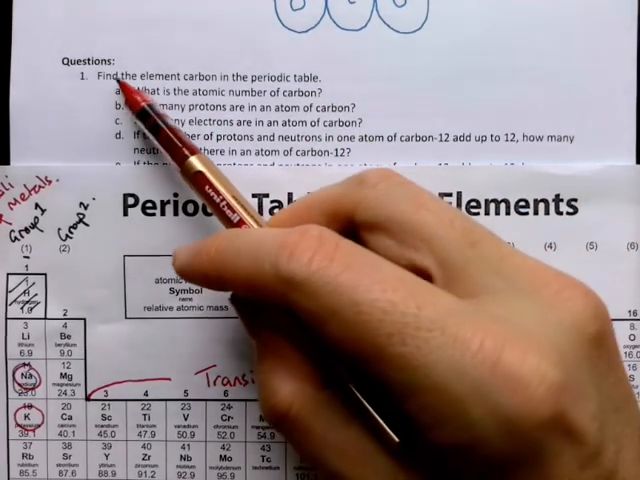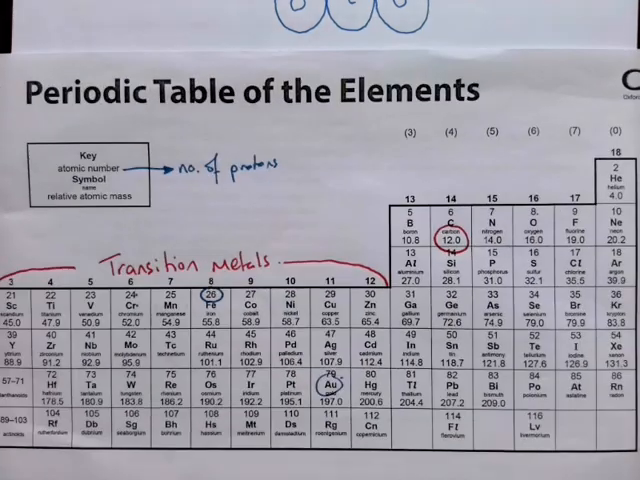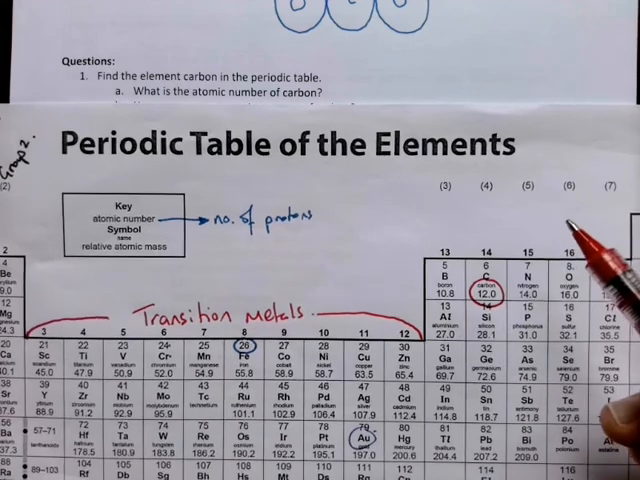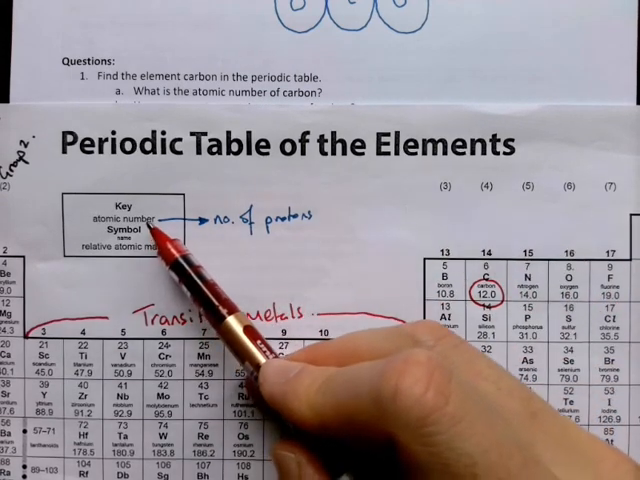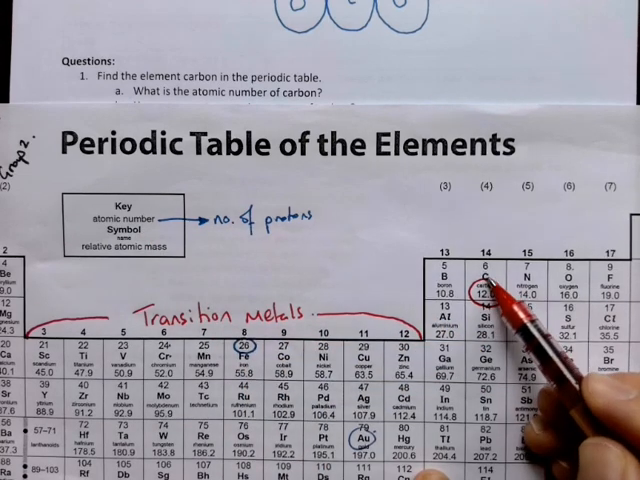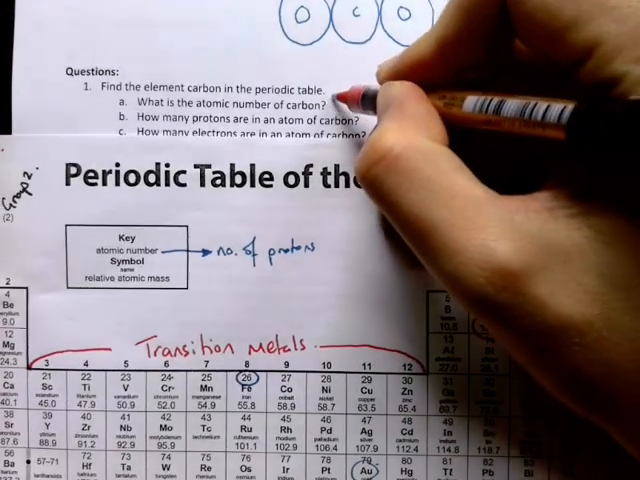So, question number 1. Find the element carbon in the periodic table. Here it is here. What is the atomic number of carbon? Okay, so the atomic number on my periodic table here is the one that's above the symbol. So the symbol is C for carbon, and the atomic number is 6.